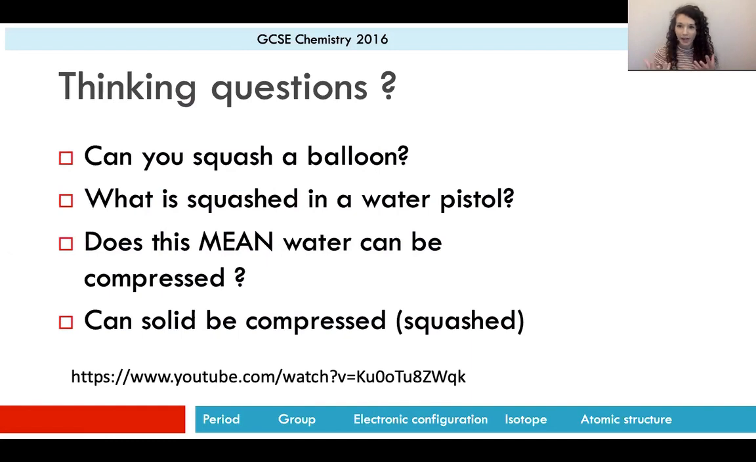Okay, so what we're going to do now is do some thinking about solids, liquids and gases. So our thinking questions are, can you squash a balloon? Have a think about that now.